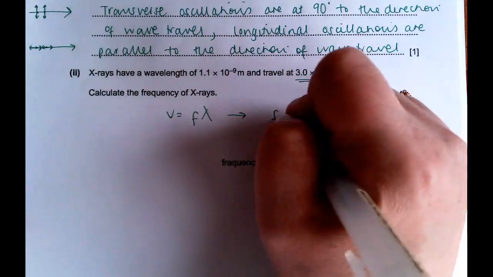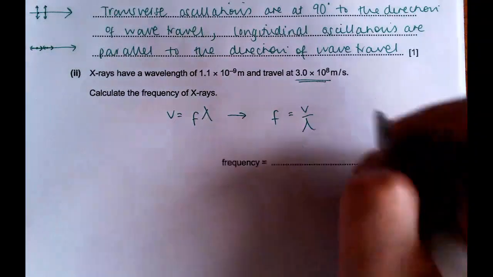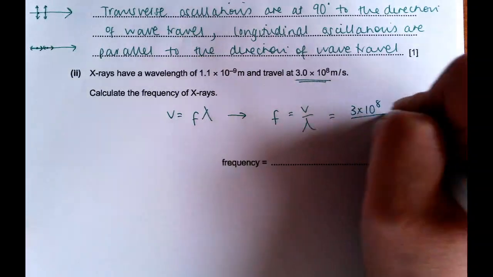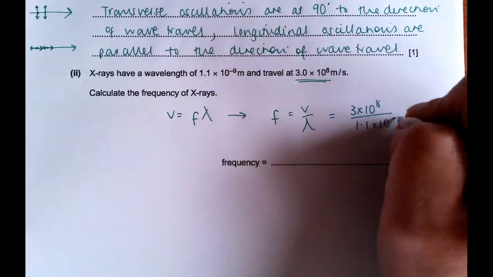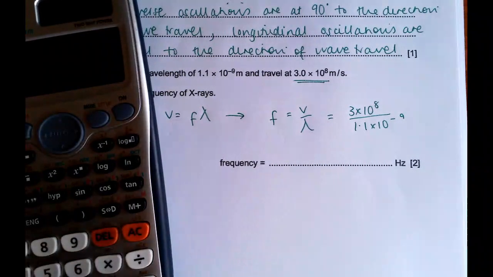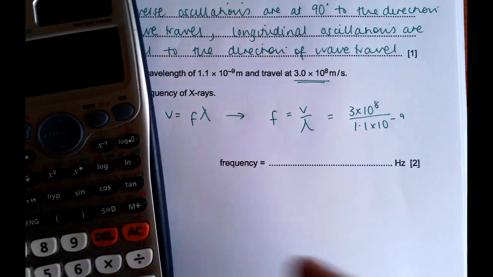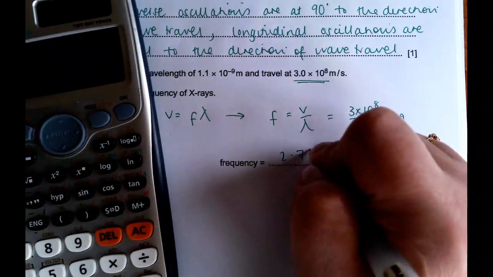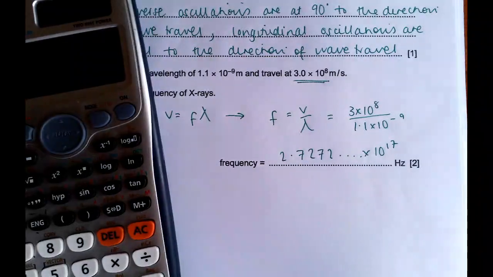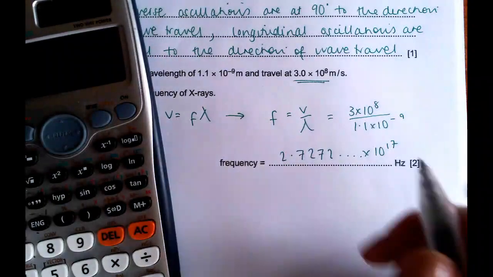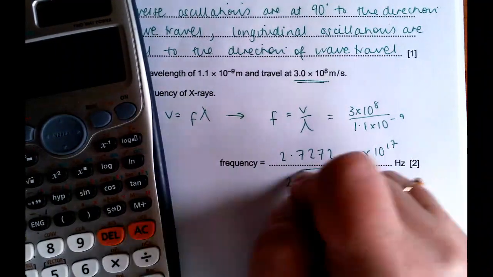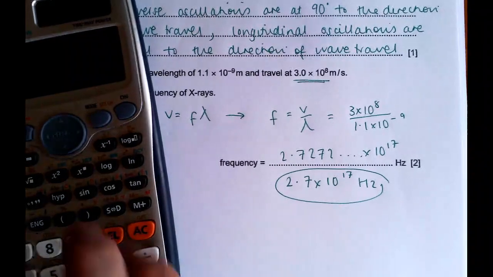I can rearrange. f is v over lambda, and the speed is c, it's 3 times 10 to the 8, and the wavelength is 1.1 times 10 to the minus 9, and that gives me a frequency of 2.7272 times 10 to the 17 hertz, and then we're just going to give that to two significant figures, 2.7 times 10 to the 17 hertz. Okay.